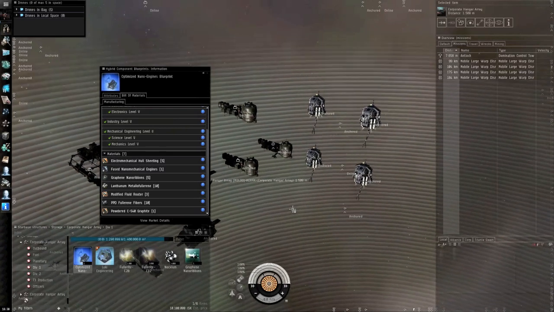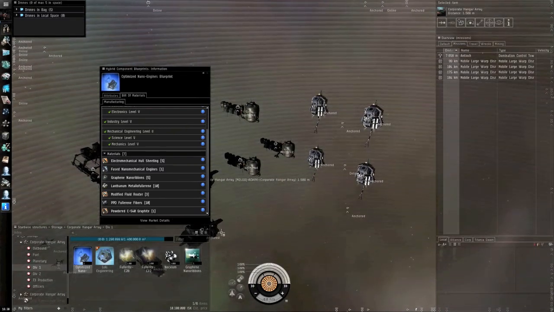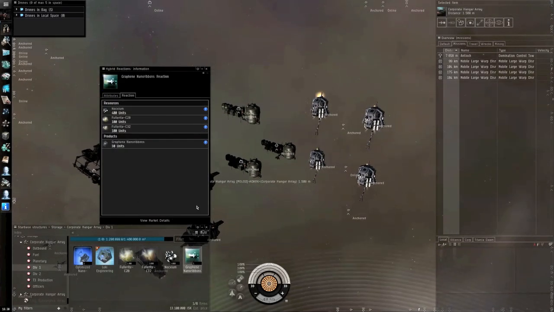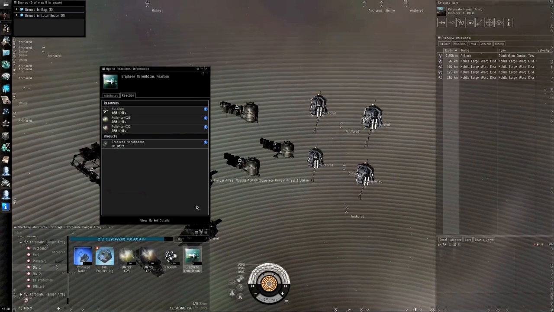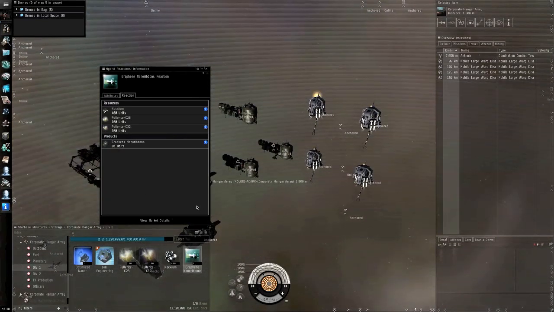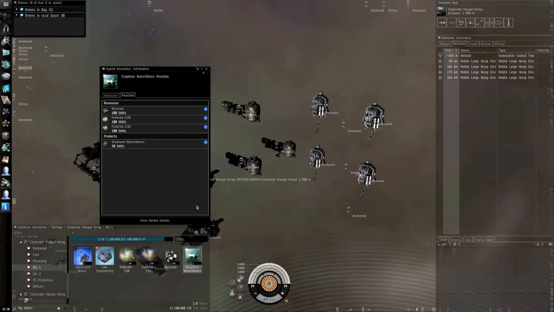Right, so this is where our silos come into play. Let's pull up the reaction schematic for graphene nanoribbons. As you can see, we need 100 fullerite C28, 100 fullerite C32, and 400 noxium in order to create 30 graphene nanoribbons.